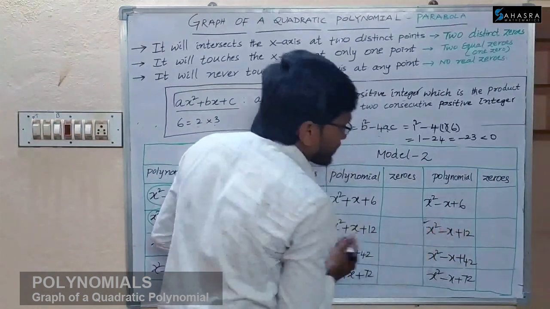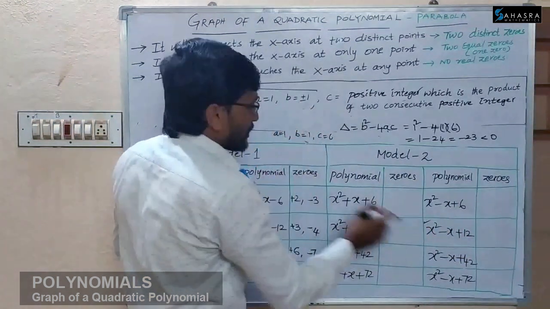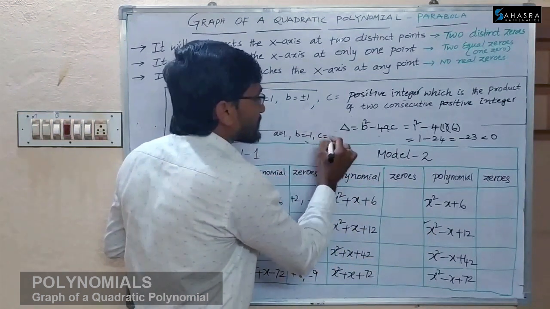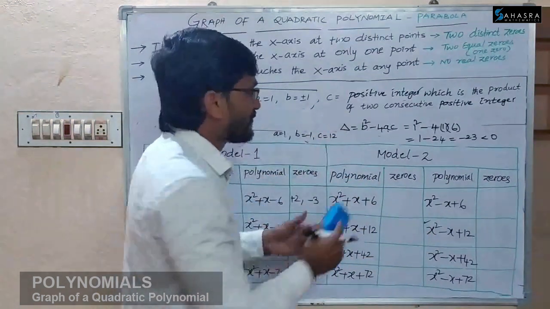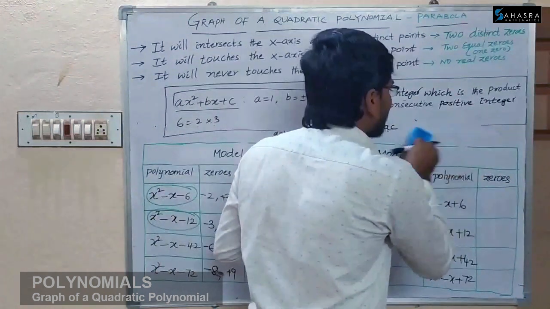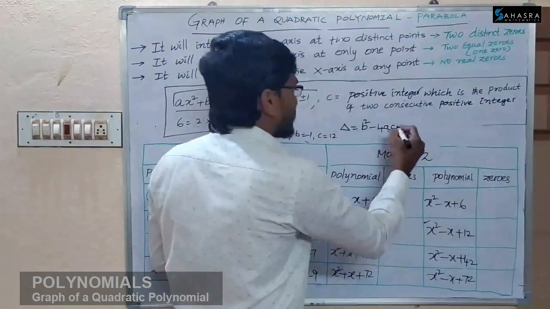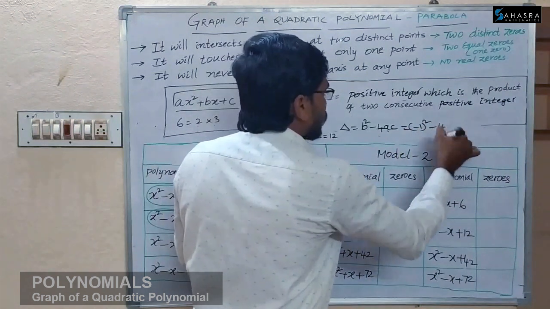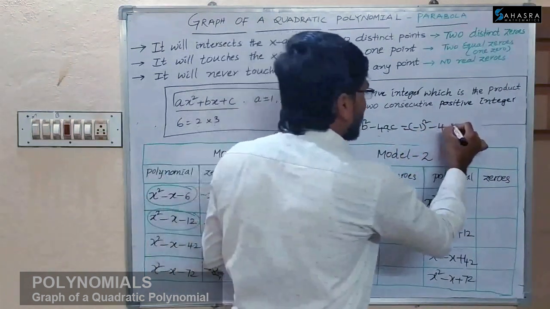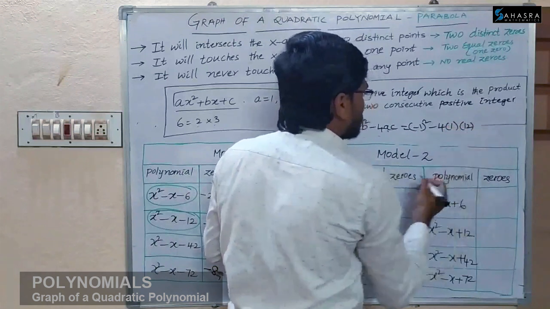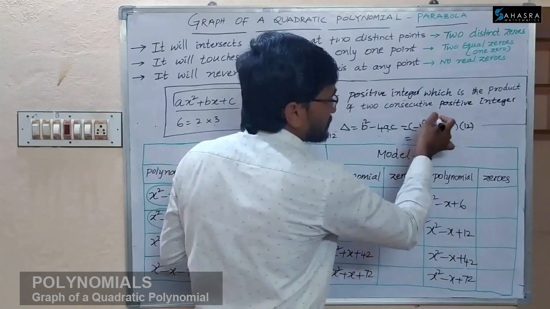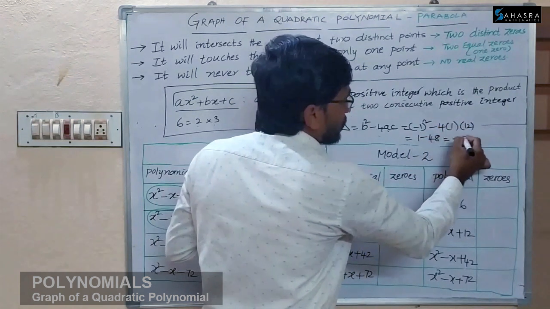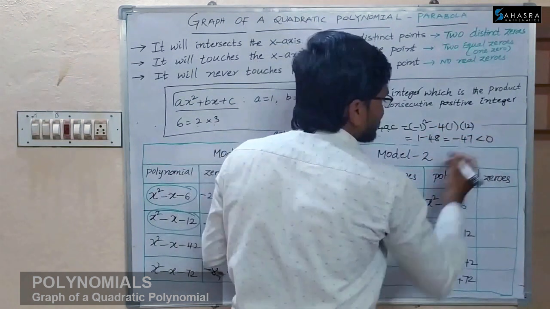Verify for this one also. I want to take x square minus x plus 12. For this, a is equal to 1, b is equal to minus 1, c is equal to 12. Verify this. For this also we will get a delta less than 0. See, b square means minus 1 whole square minus 4 into, what is the value of a? 1. What is the value of c? 12. Minus 1 whole square is nothing but 1. 4 into 12, 48. 1 minus 48, minus 47. It is less than 0.